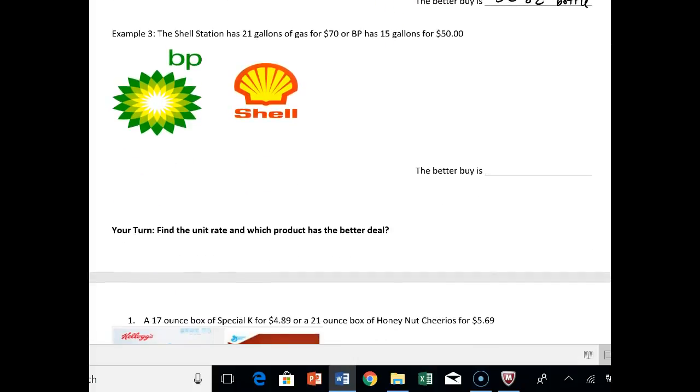Let's look at gas. So the Shell station sells 21 gallons of gas for 70 bucks, and BP sells 15 gallons for 50 bucks. So we got Shell, and we got BP, and we're doing dollars per gallon, and we're doing 70 bucks for 21. Oh, sorry, messed that up. No, I was right. $70 per 21 gallons, and we're doing $50 per 15 gallons, right?